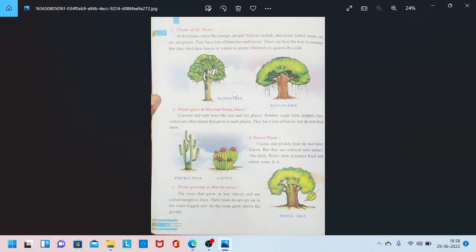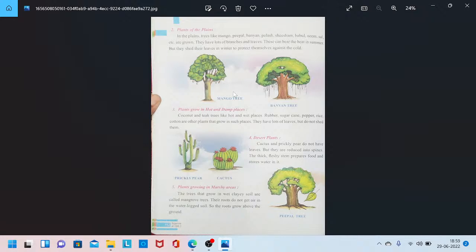And plants grow in hot and damp places. Coconut and teak trees like hot and wet places. Rubber, sugarcane, pepper, rice, cotton are other plants that grow in such places. They have lots of leaves but do not shed them. These plants have lots of leaves, but they do not shed them because they already like to grow in hot and wet places.